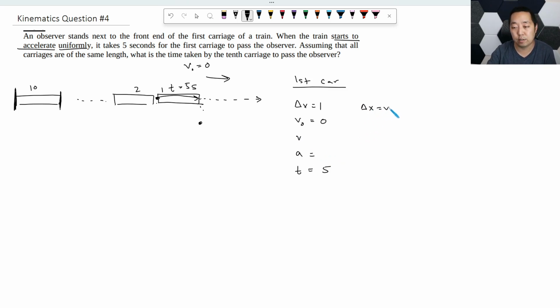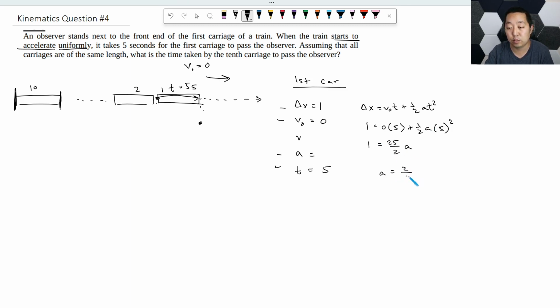So what equation relates these 4 variables? It's going to be something like this equation. This is the one kinematic equation that has these 4 variables, the 3 quantities I know, and the one I'm looking for. So this is 0 times 5 plus 1/2 a times 5 squared. And just using my calculator, this tells me that 1 is equal to 25 over 2 times a. So a is equal to 2 over 25, which is equal to 0.04 meters per second squared. Okay, so that tells us what the acceleration is.